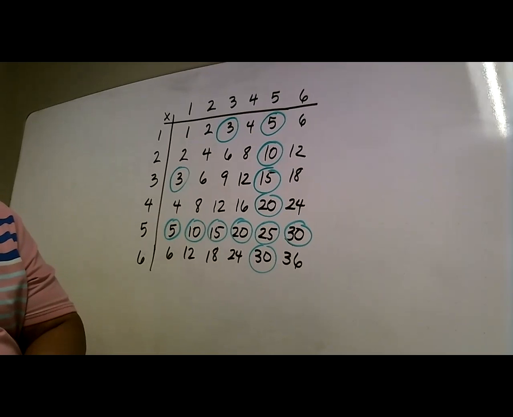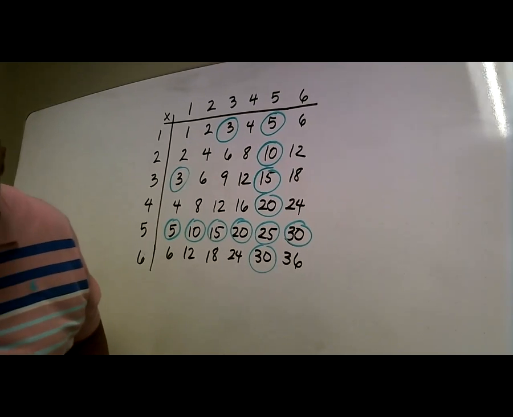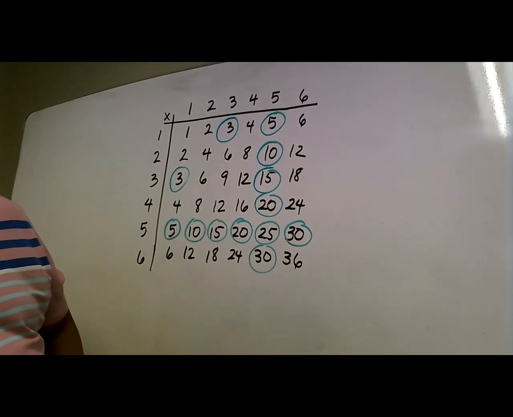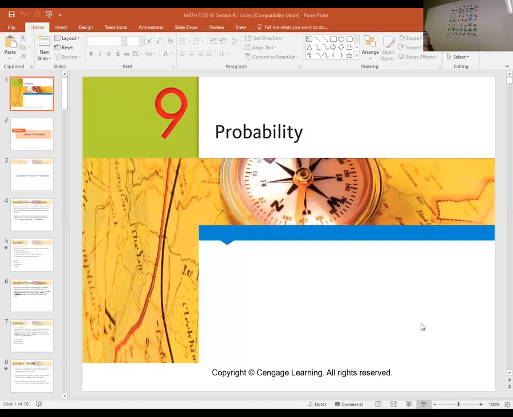Here, in that problem, they're listing those numbers only once, because they're not listing the 3 twice. The probability of that would be 13 out of 36.